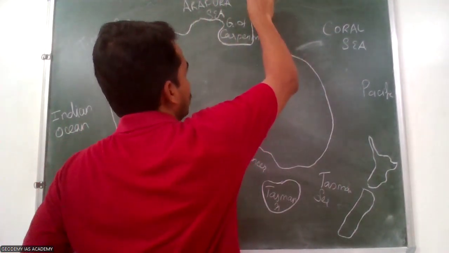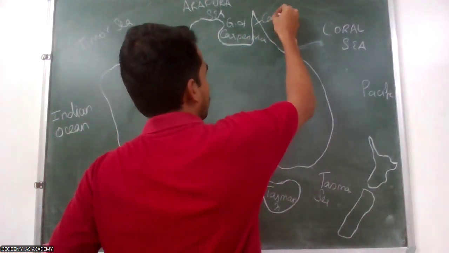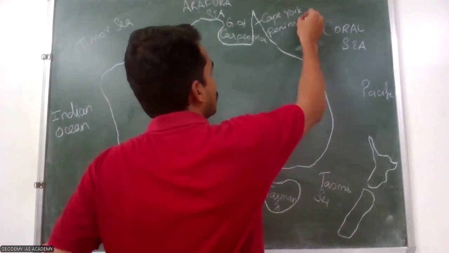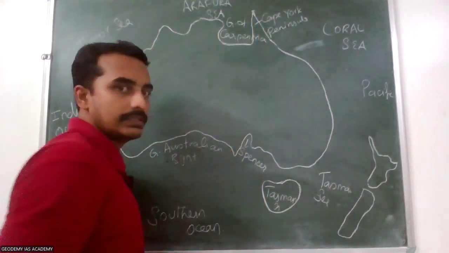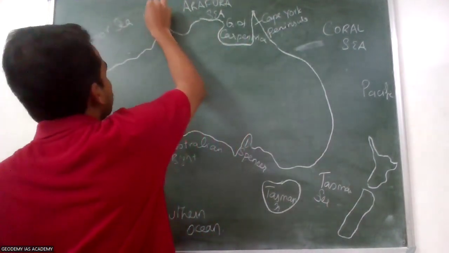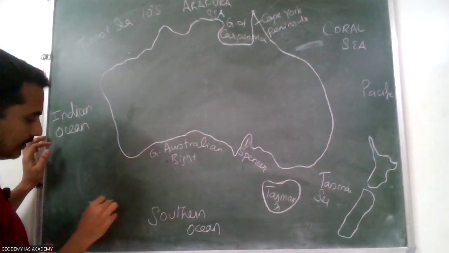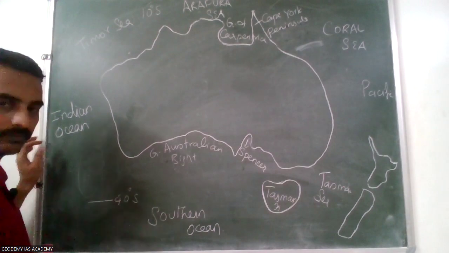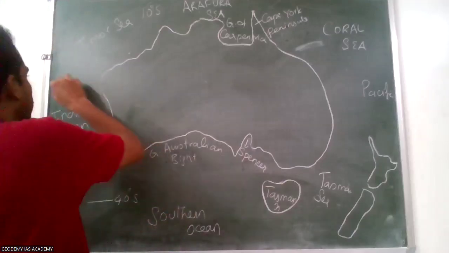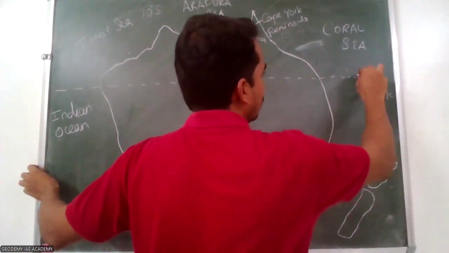Then, the latitudinal extension of Australia is from the 10-degree south. This peninsula near the Gulf of Carpentaria is Cape York Peninsula. So this Cape York Peninsula begins from the 10-degree south latitude. Okay. So beyond it is Indonesian island. So from the 10-degree south latitude up to here 40-degree, the Australian part extends. Okay, 40-degree south.